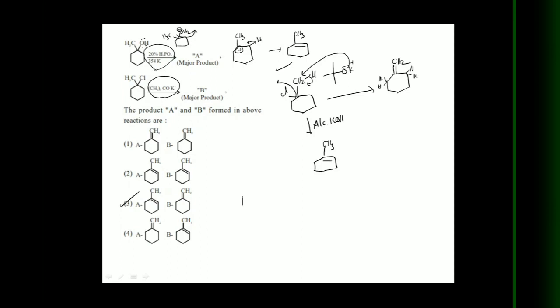In one more case, if the leaving group is a fluorine, okay? If the leaving group is the fluorine, even if you take alcoholic KOH, here also Hofmann product is the major product. Okay, there are two cases mostly to get the Hofmann product: when the leaving group is fluorine and when you are using bulky base, you will get the Hofmann product.